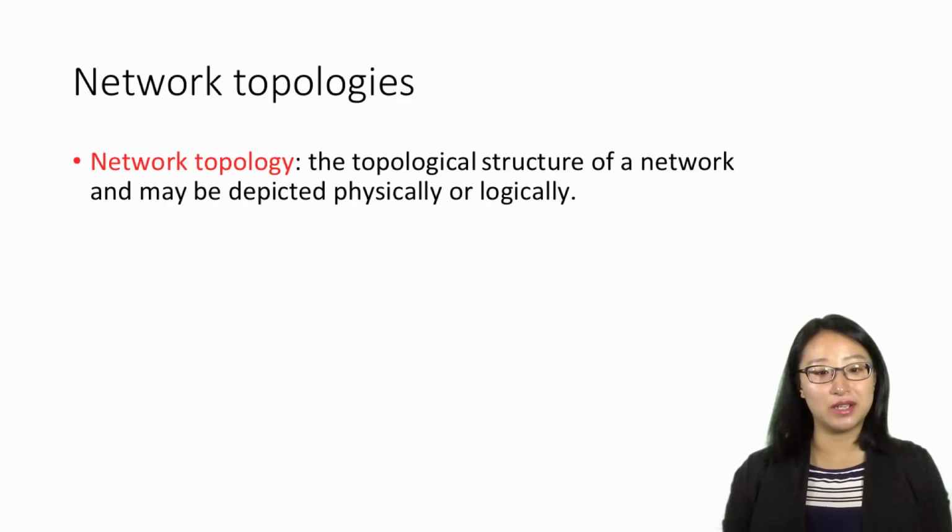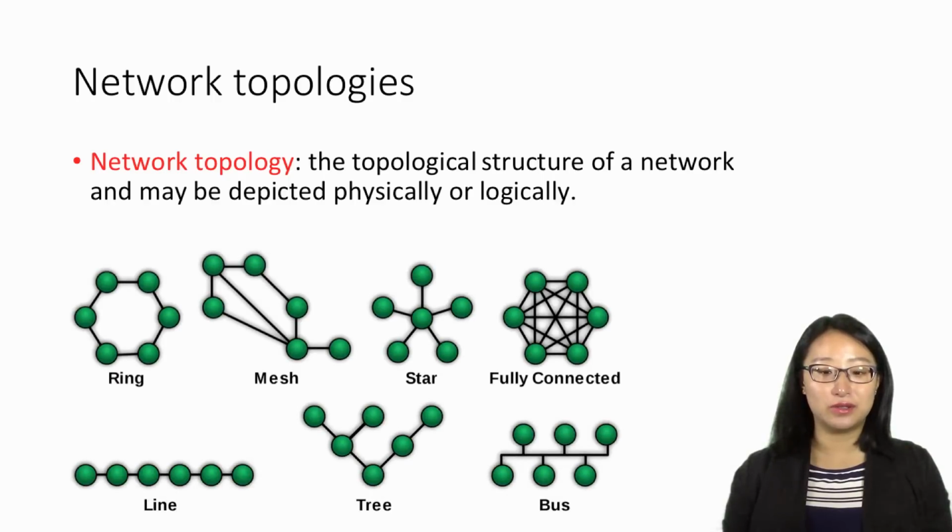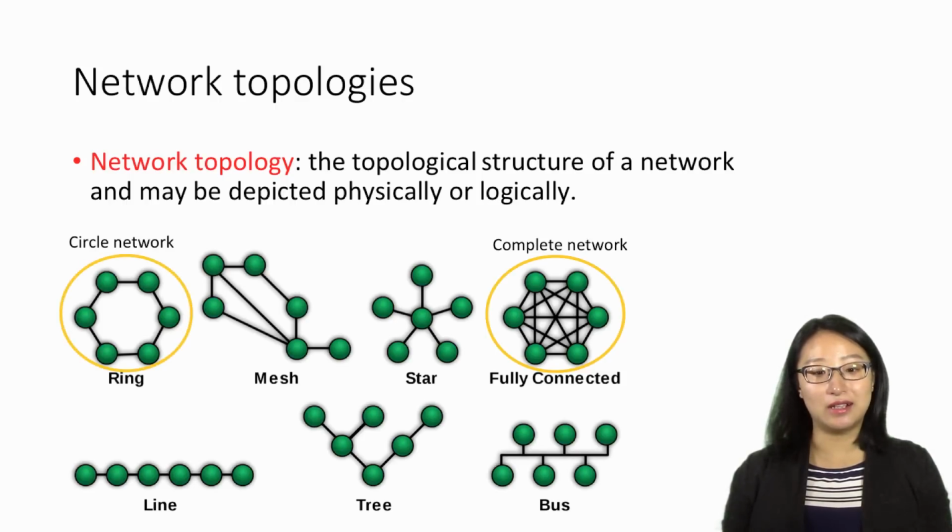A network topology is the topological structure of a network and may be depicted physically or logically. These topologies are often used to test theoretical hypotheses in simulations or experiments. They are highly abstract and you may not find real-world examples of them. For instance, in a complete network, every node is connected to every other node. In a circle network, every node is only connected to its neighbors. And there are many more topologies.